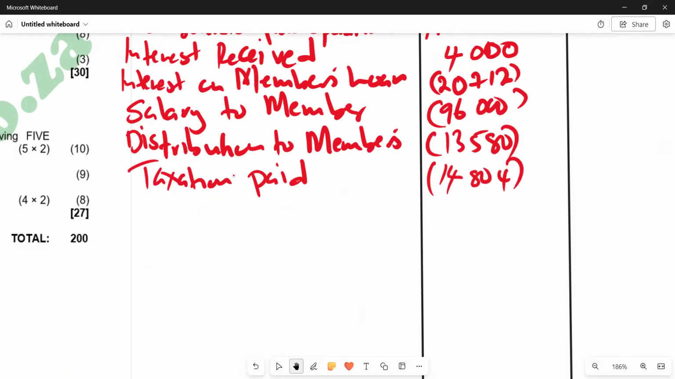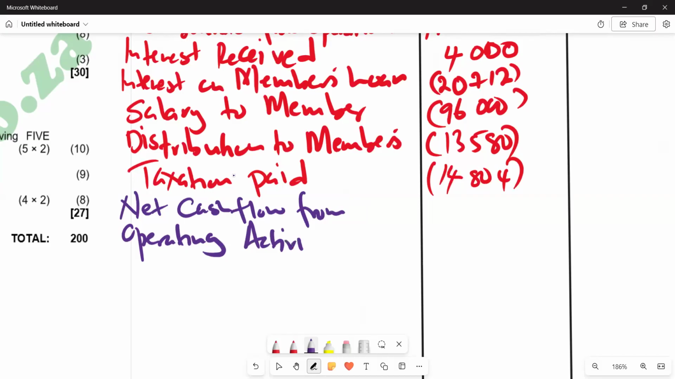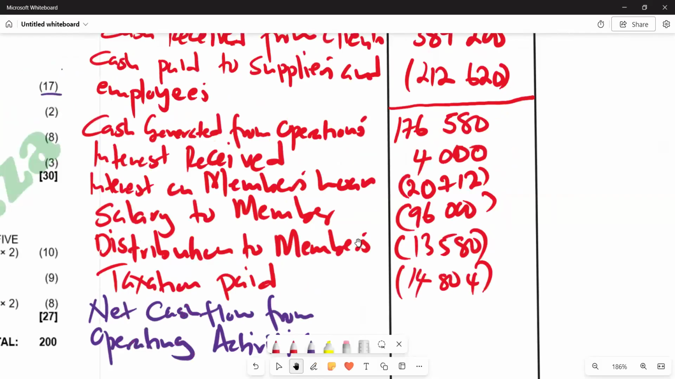So having done that, we can now find the net cash flow from operating activities. So basically the description that we are giving there is now the net cash flow from operating activities. And we know that we're going to find this figure by just calculating the figures that we have under operating activity.